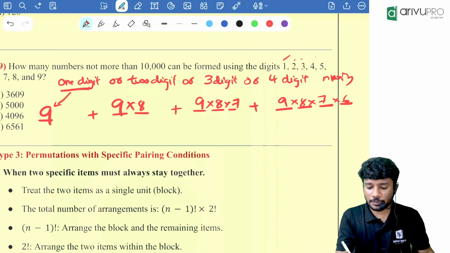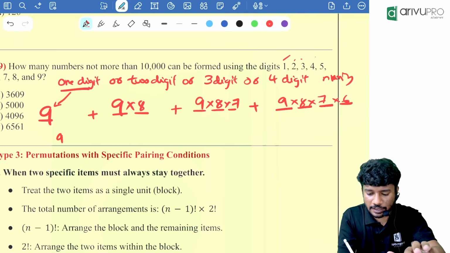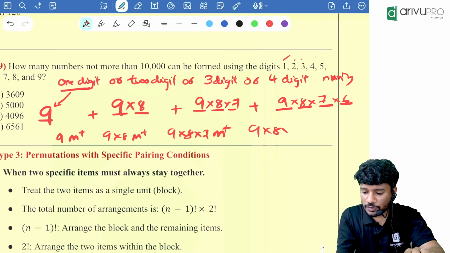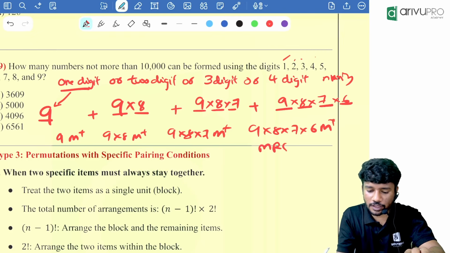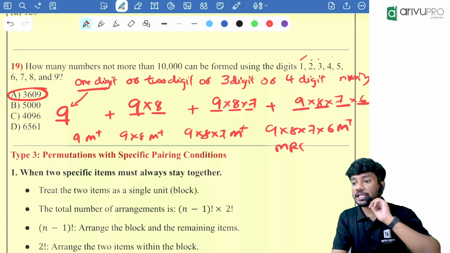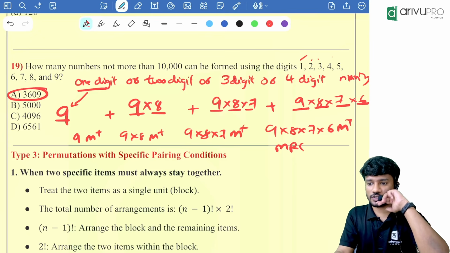Take your calculator, people. Use memory calculation. Get me the answer. 9, click what? M plus. 9 into 8, what? M plus. 9 into 8 into 7, what? M plus. 9 into 8 into 7 into 6 is what? M plus. Then finally MRC, how much are you getting? 3609. I hope everyone understood the approach.